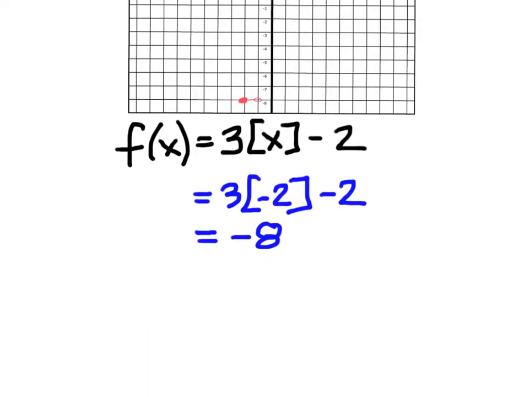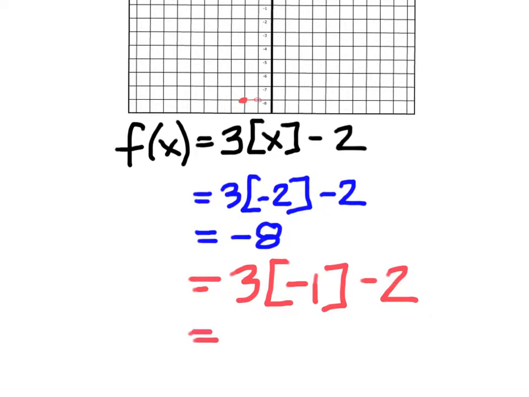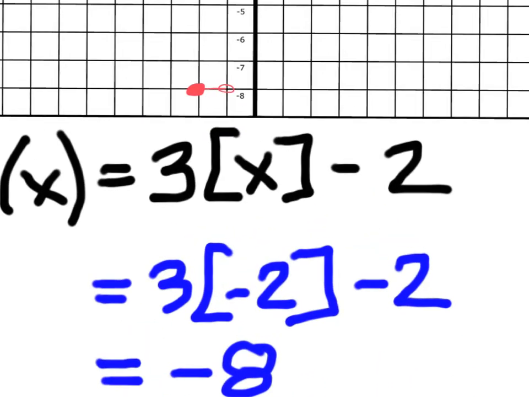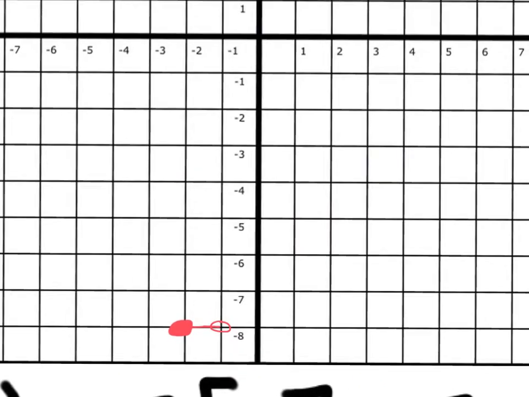Instead of plugging in negative 2, let's plug in negative 1. 3 times the greatest integer of negative 1 minus 2. The greatest integer of negative 1 is negative 1. Times 3 is going to be a negative 3. Negative 3 minus 2 is a negative 5. So I plugged in a negative 1 and came back with a negative 5.